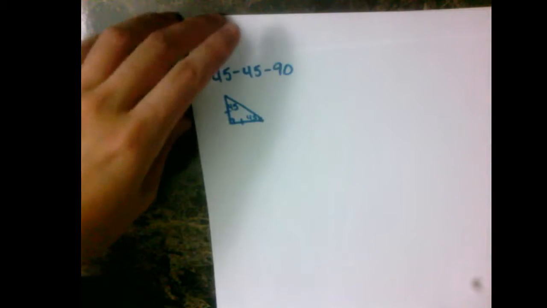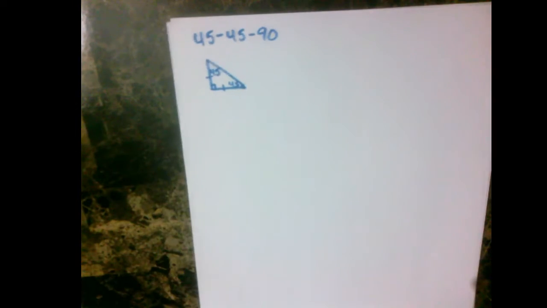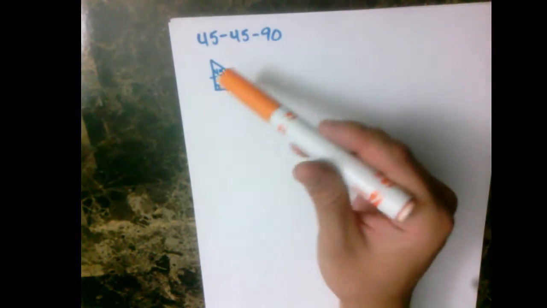So 30 and 60 are related because they're on the same triangle. But this next one's a little different because it's on a different triangle. You guys memorize this one as well. Here's your 45, 45, 90 triangle. And your 45, 45, 90 is an isosceles triangle.